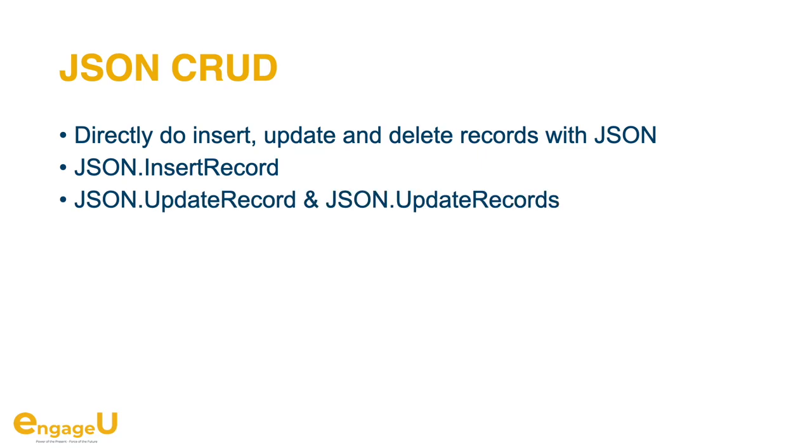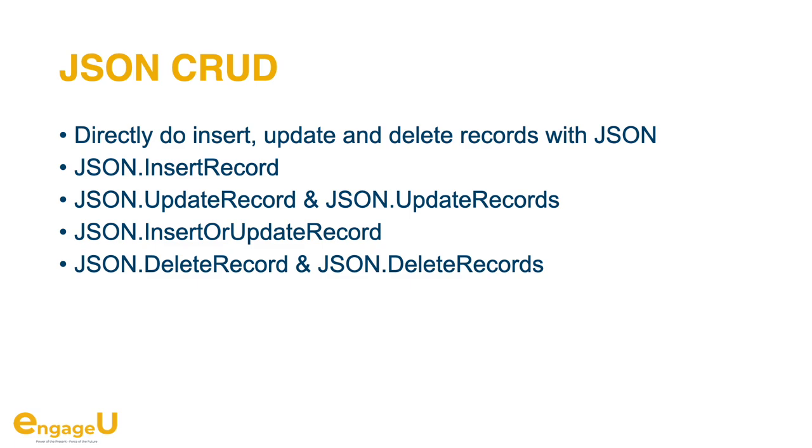We can also do updates for one record and for several records. So you can use a JSON to update your record. We even got insert or update. So if you get an answer from a web service and you just want to push it into your table, we can see if the primary key already exists and then update the record. Otherwise, we create a new one.